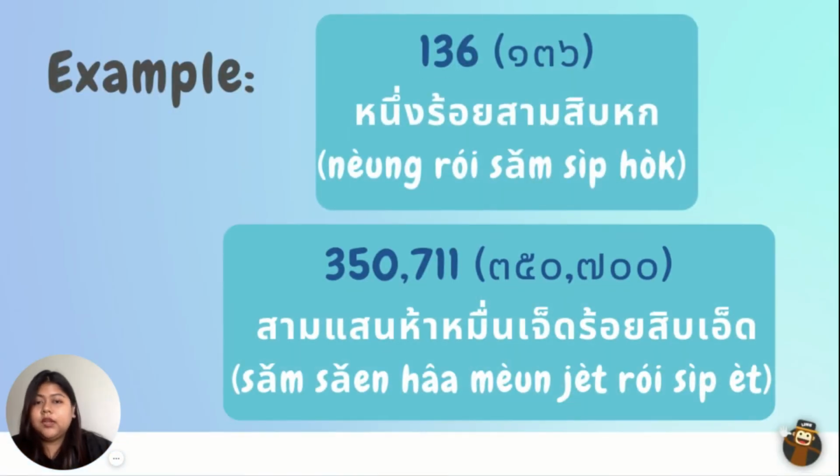For example, 136. If you notice in Thai, it will only be just a plain number. There's no "and" in between. The second one, 350,000 and 711, or 357,711.